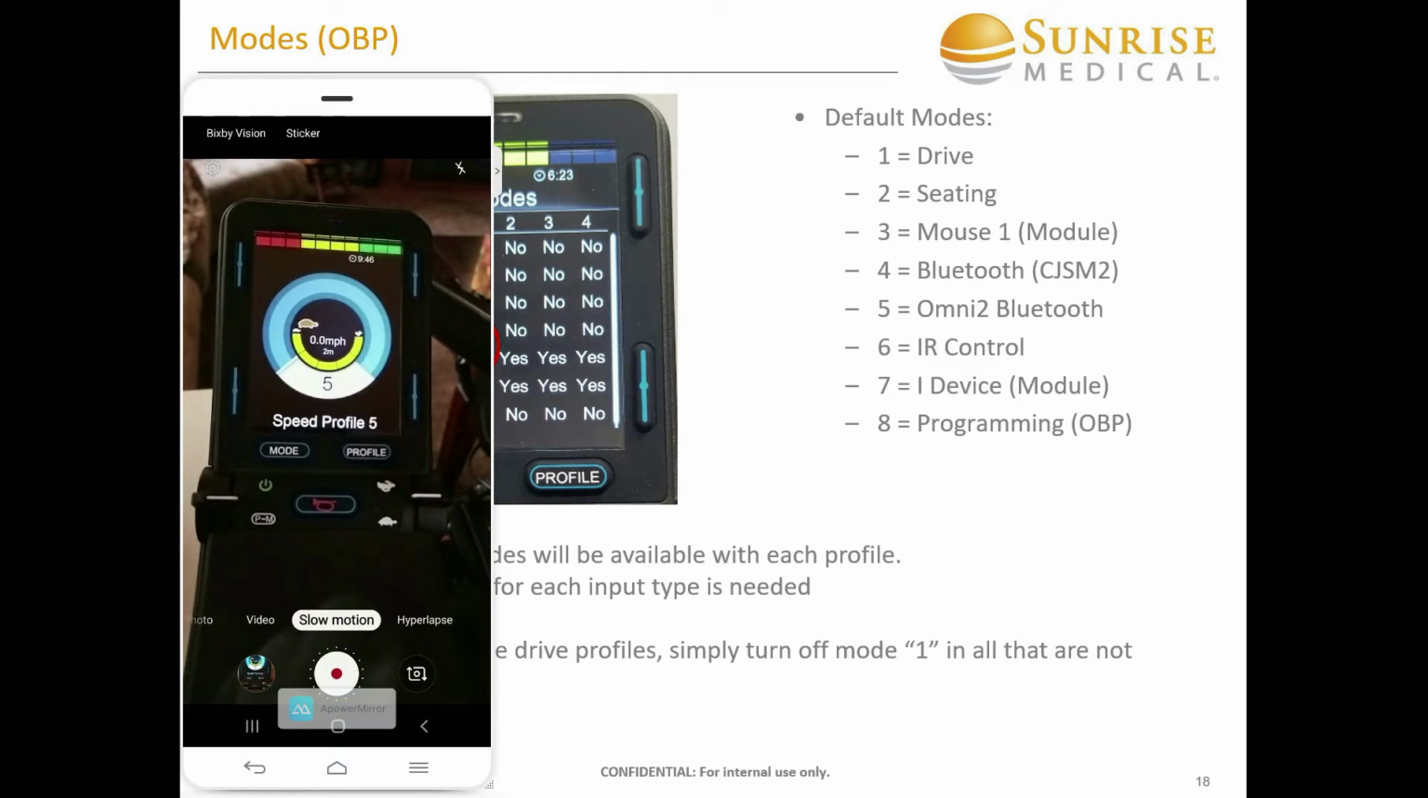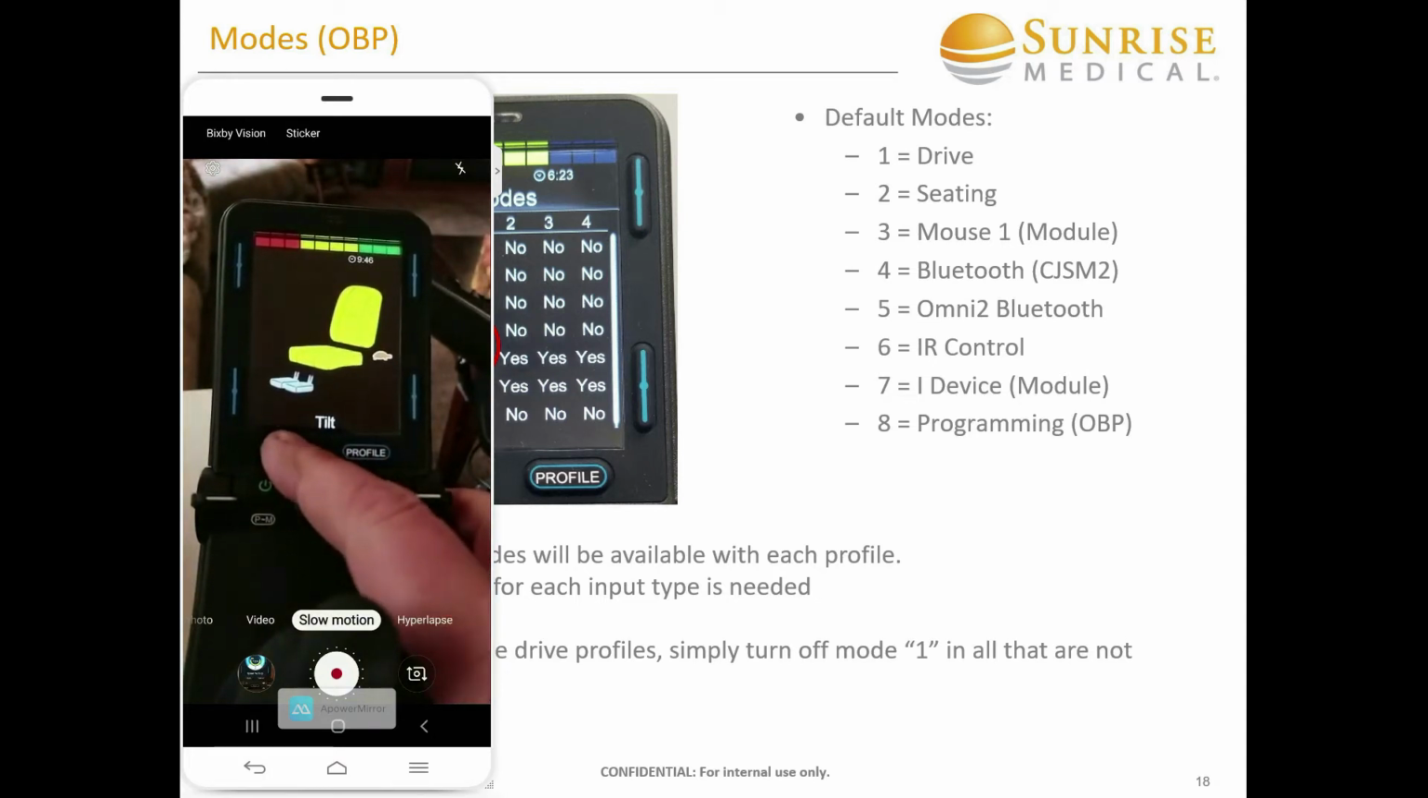Now maybe I only want profile 1, 2, and 3. I can do that even though I turn off 5, which has all of the modes populated. It doesn't matter, because as long as at least one of those profiles have the modes enabled, I still have access to the modes in order to do all of my other functions.